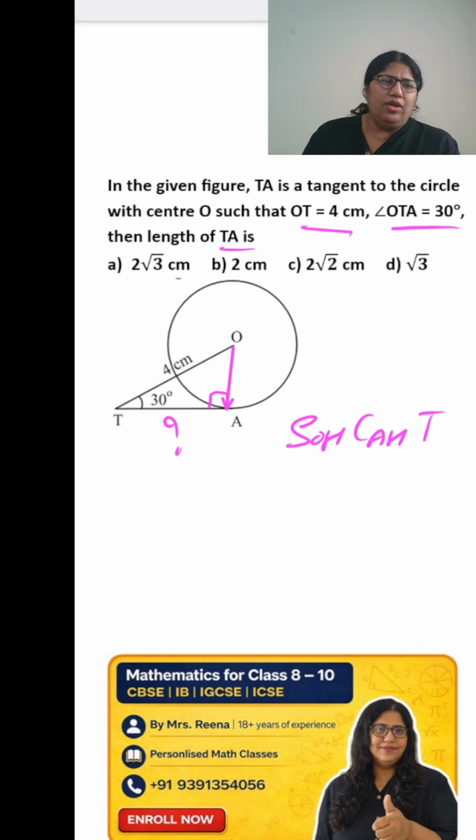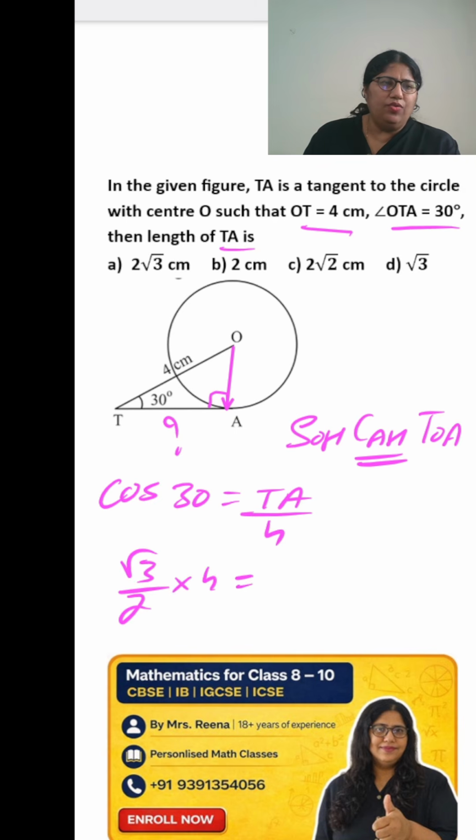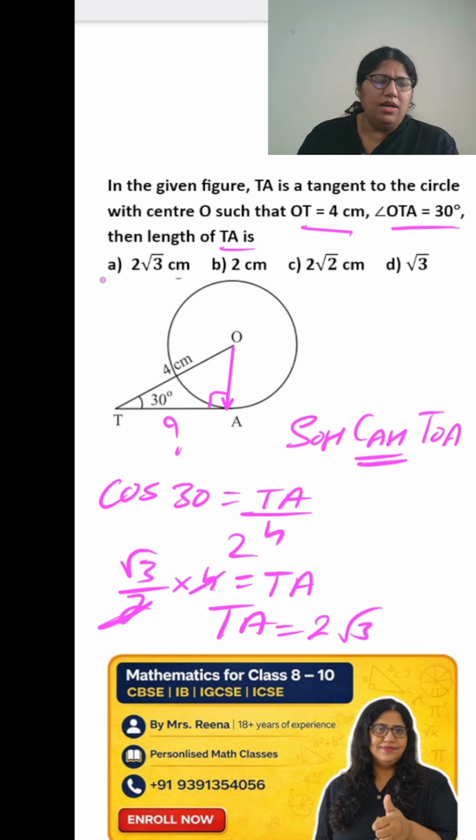So we are going to use cos, because we need to find out TA, which is adjacent, by hypotenuse. So cos 30 will be TA by 4, and cos 30, you know, is root 3 by 2. Root 3 by 2 times 4 is equal to TA. So the TA value is going to be 2 root 3 centimeters. So what is the right option here? Option number A is the right option.